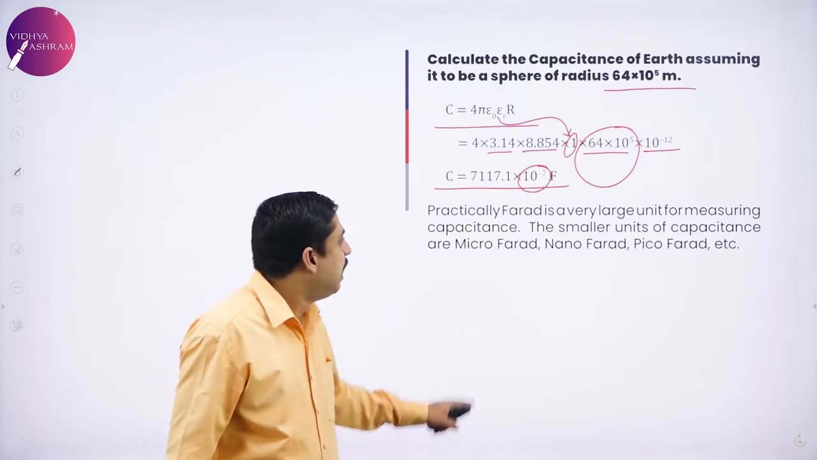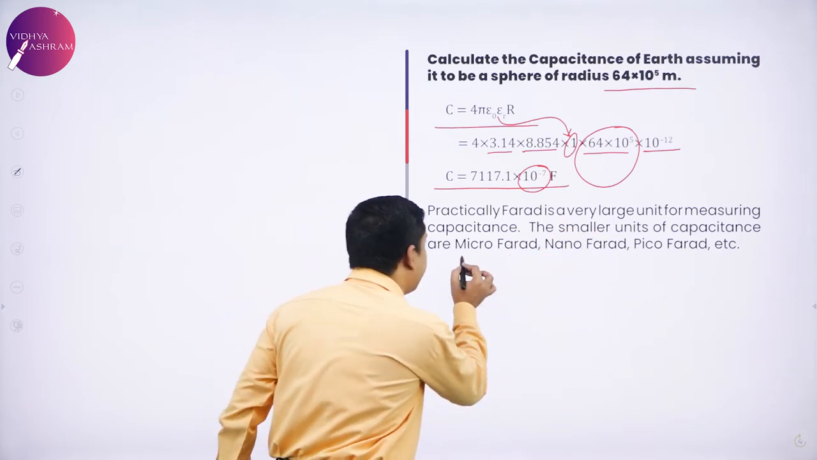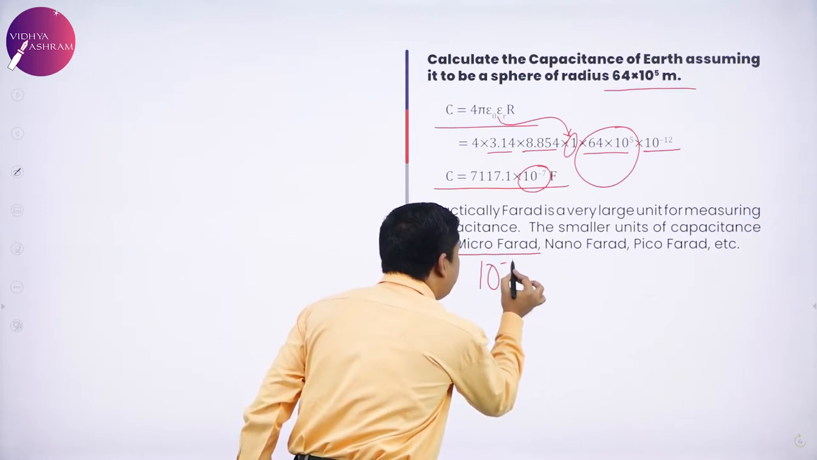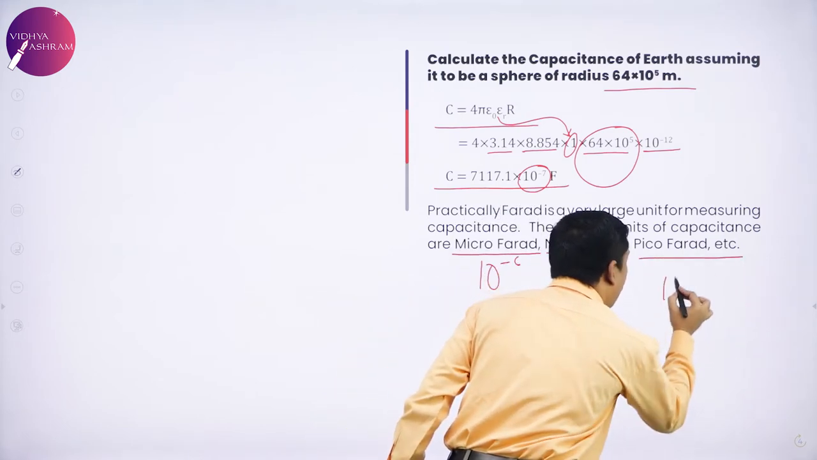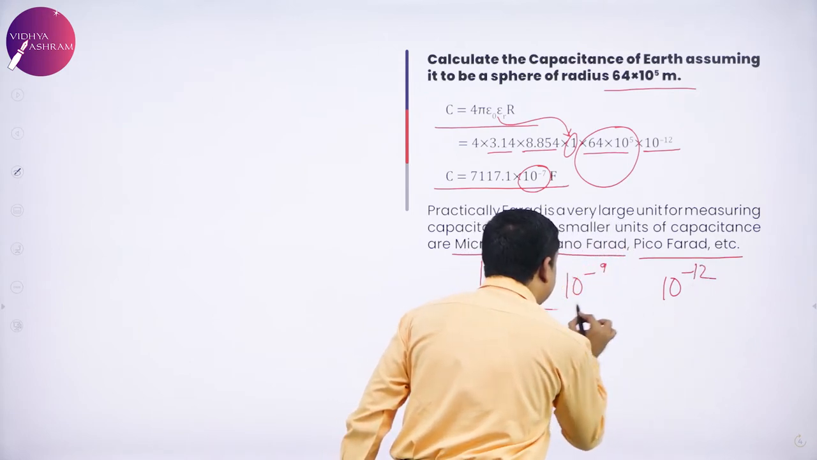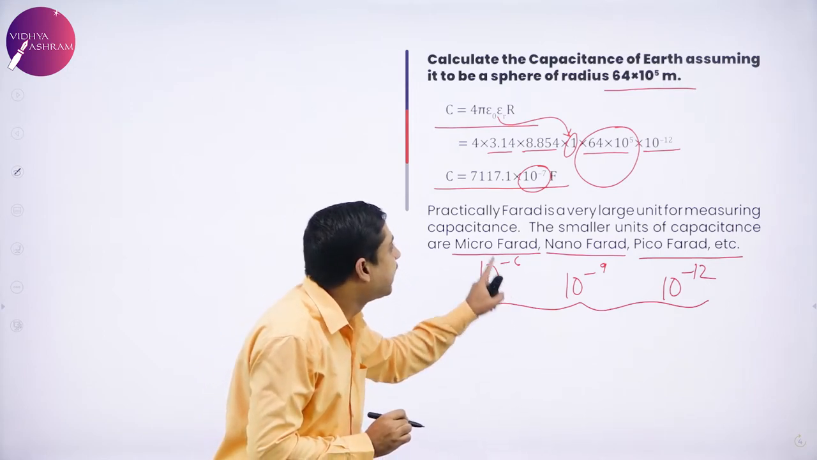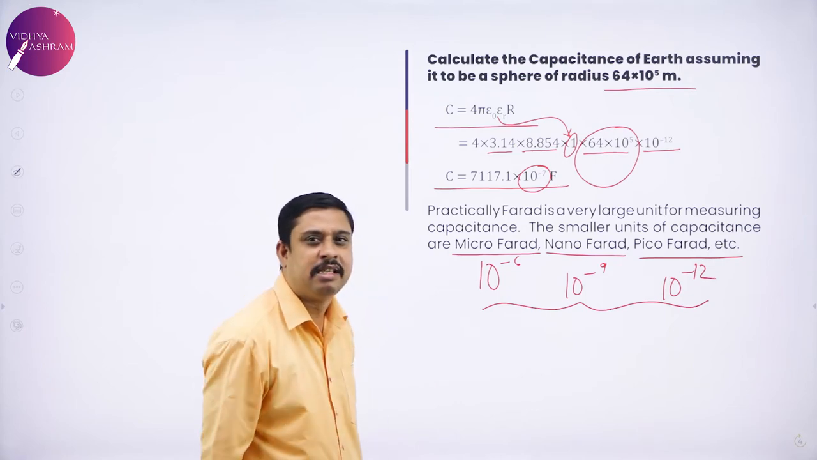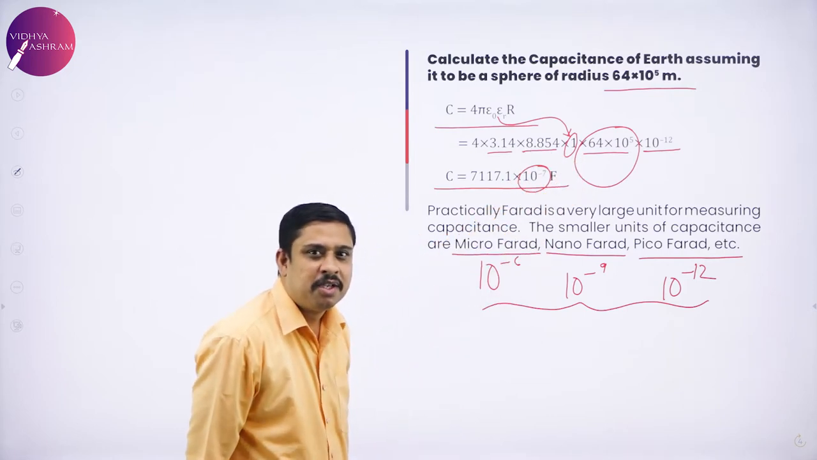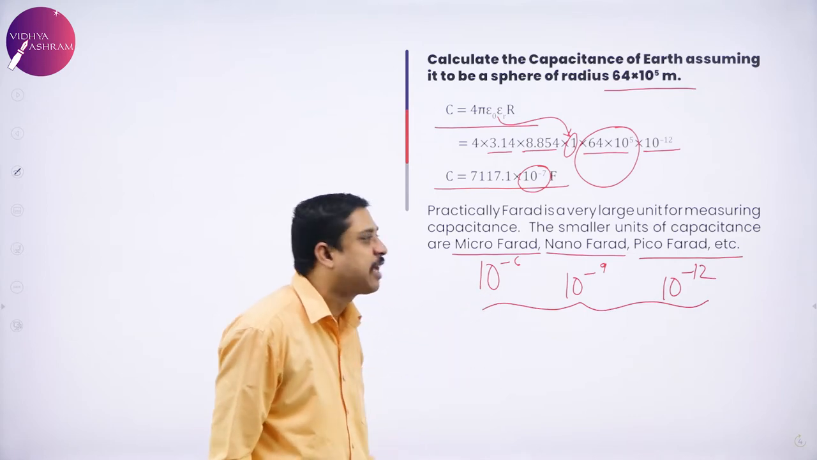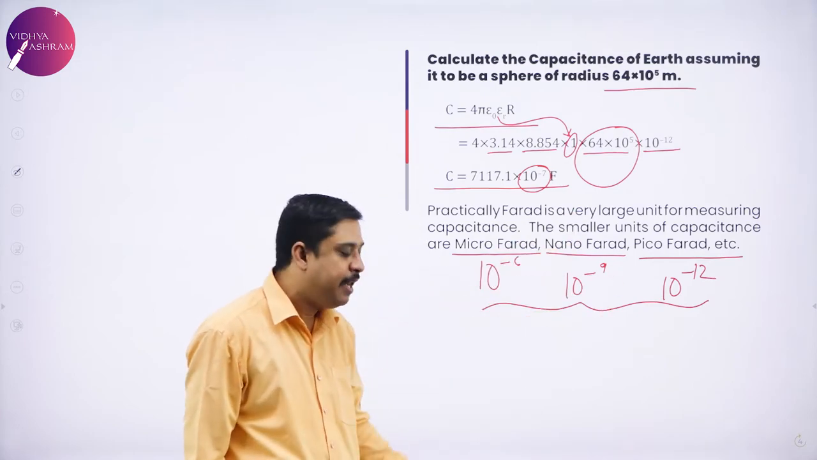So what do I do? I use convenient smaller units like microfarad, which is 10 power minus 6, nanofarad, 10 power minus 9, picofarad, 10 power minus 12. So these are the convenient units of measuring capacitance, for the only reason that capacitance value is very, very small with high radius. So what am I using? Smaller units of capacitance: microfarad, nanofarad, picofarad, etc.